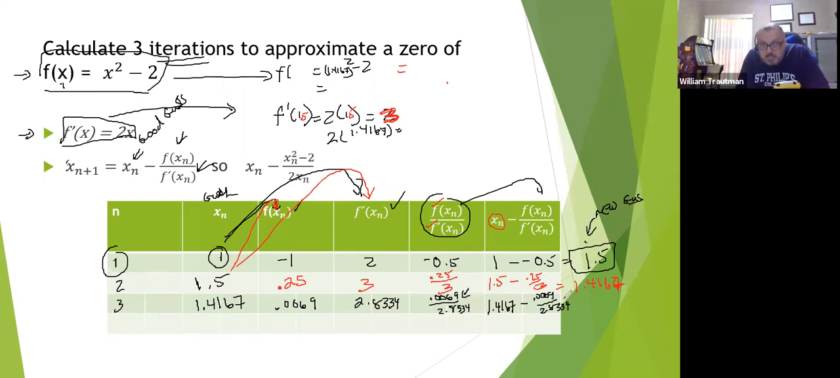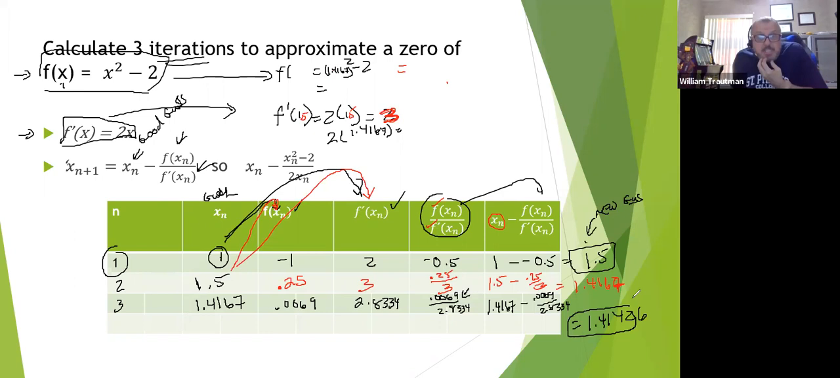First I have to do the first part: 1.4167 minus 0.0069 divided by 2.8334. And on my calculator, I get 1.41426. My calculator matches that to 4 decimal places, 1.4142.